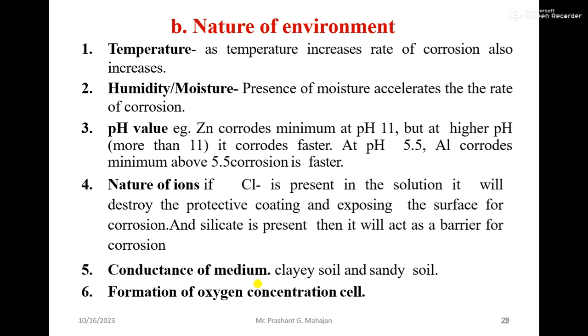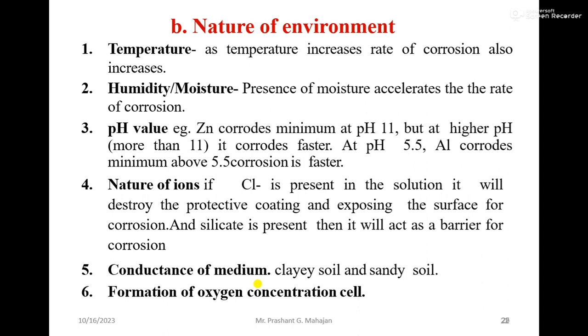For example, zinc corrodes minimum at pH 11, but at pH more than 11 it corrodes faster. In the case of aluminium, at pH 5.5 it corrodes minimum, but above pH 5.5 it corrodes faster. So pH values of corrosion for metals are different. Next is nature of the ions. If chloride ions are present in the solution, they will destroy the protective coating present on the metal, exposing the metal surface for further corrosion. And if silicate is present in the electrolyte, then it will act as a barrier for further corrosion. So chlorides destroy the protective coating, silicates act as the protective coating.